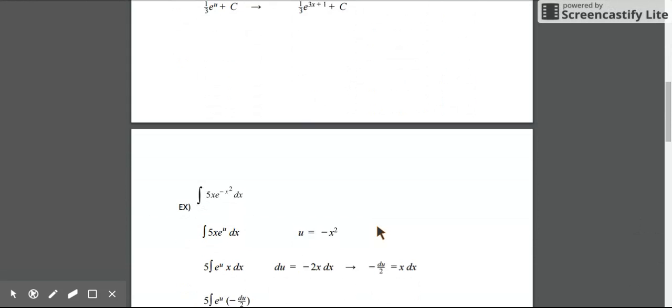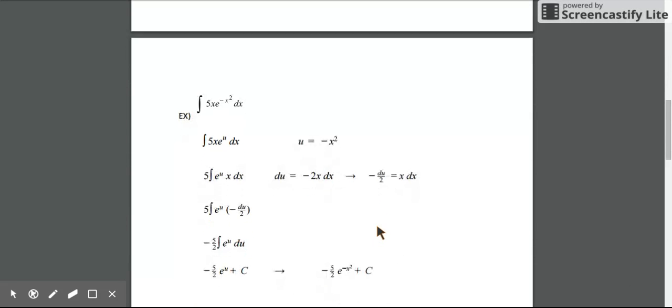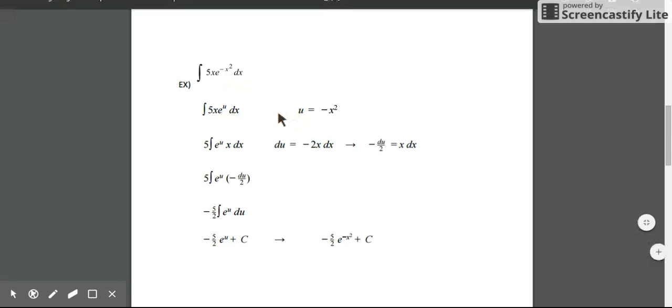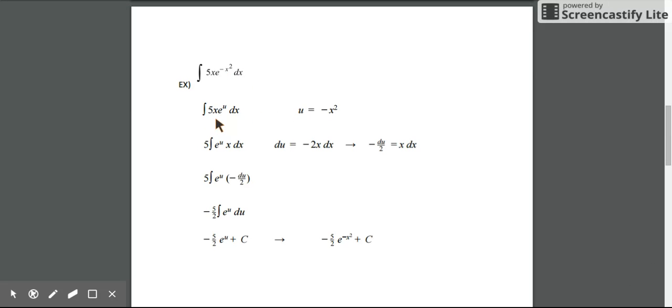Let's try another one. So this time we have 5x times e to the negative x squared. So I'm going to take my exponent and set that equal to u, and then rewrite my function as 5x times e to the u. We want to substitute dx for du, so let's derive our u.